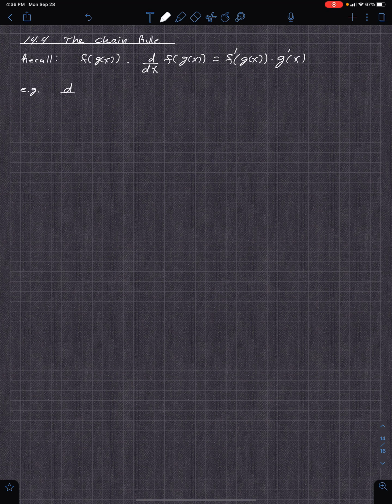if we have d dx of sine squared x, then that's really sine quantity squared. So that's really 2 sine x, and then it's a 2 up there, so you do 2 minus 1, times the derivative of the inside, which is just cosine x. So it's just 2 sine x cosine x.